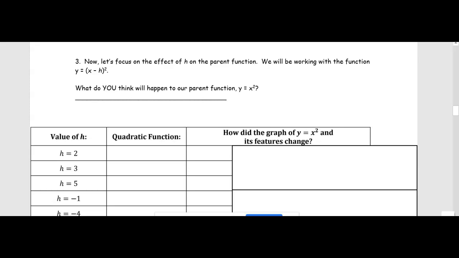So all of this is based off of the graph of y equals x squared. There we go. If you went back to your first page of this, we graphed this yesterday with our little table. And that graph, again, just looks like this.